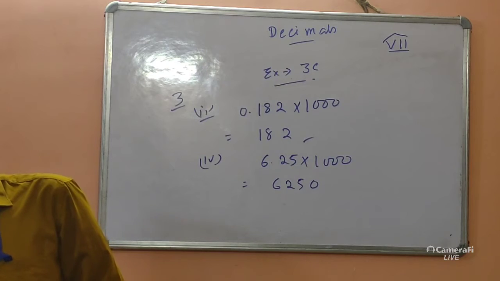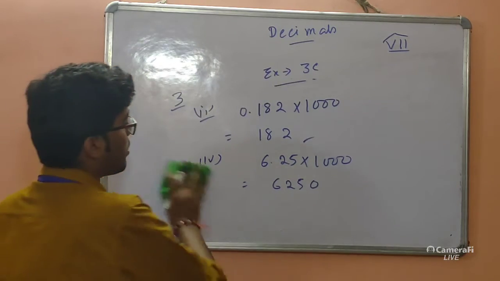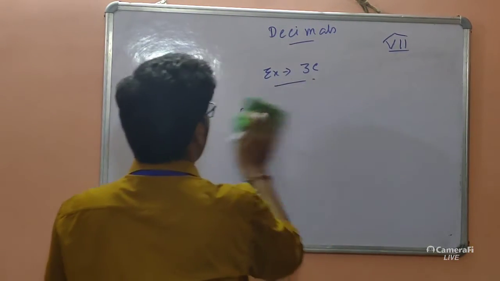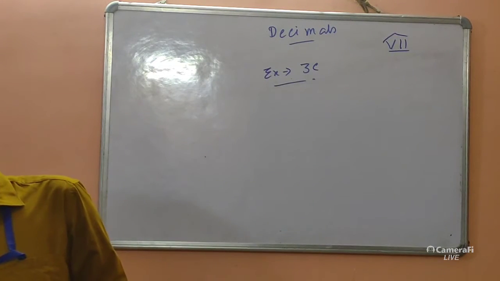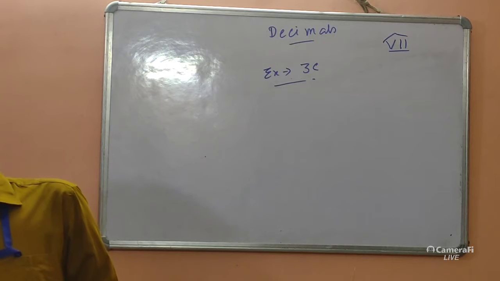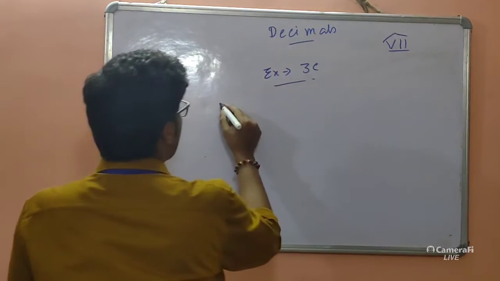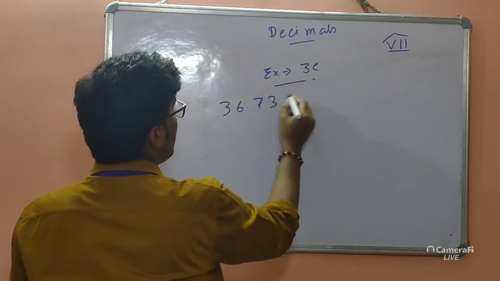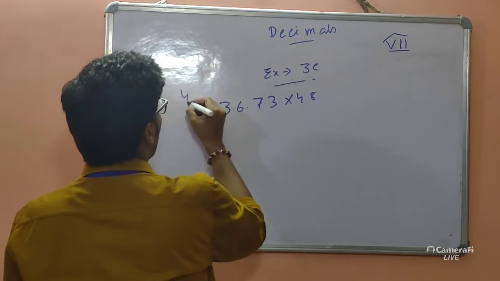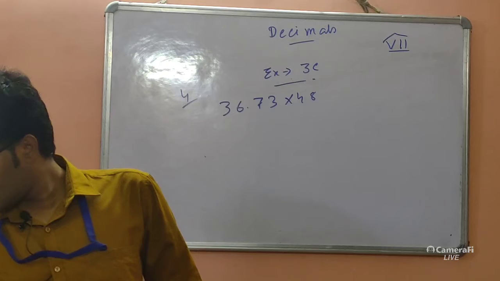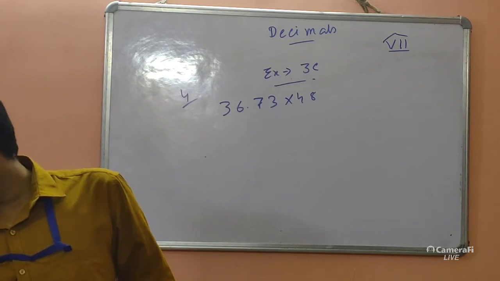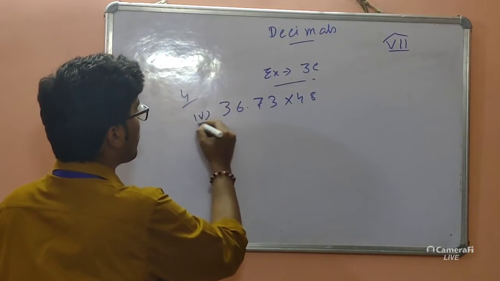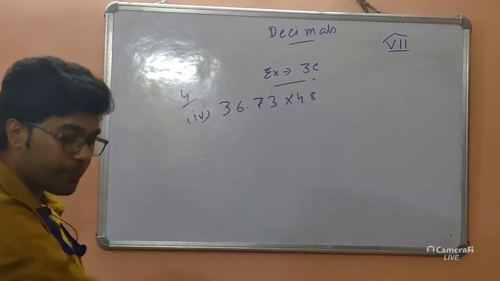Let us do question number 4 then. Question number 4 says find the product. So 36.73 into 48. Question number 4 ka 4, suppose we are doing 4.